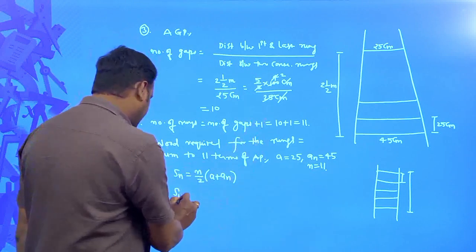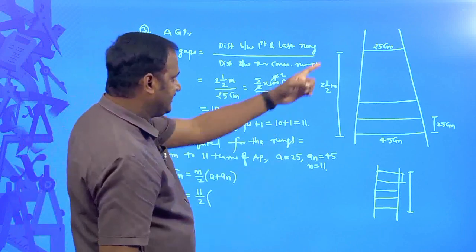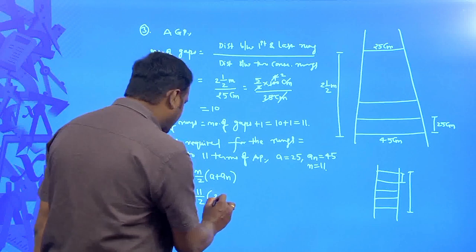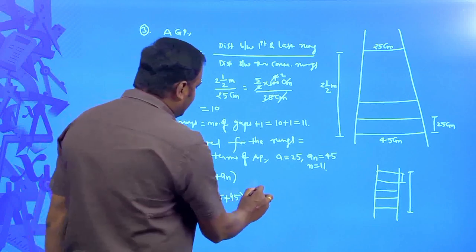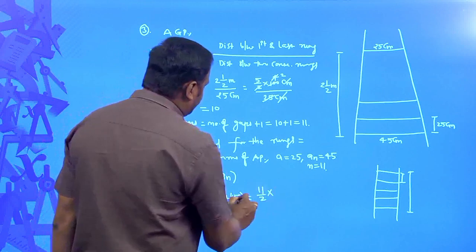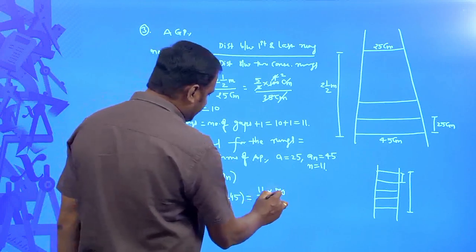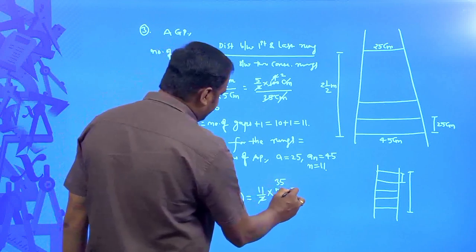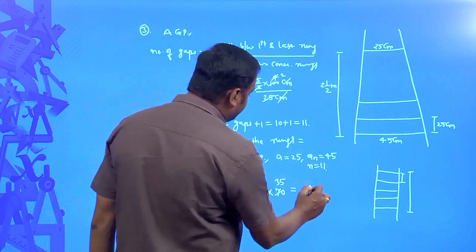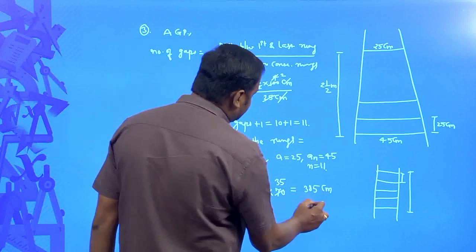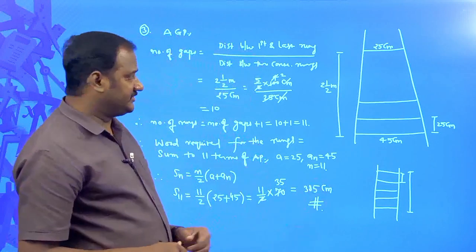So, therefore, S_11 is equal to 11 divided by 2 times a plus a_n, a is equal to 25 and a_n is equal to 45, which is equal to 11 divided by 2 into 25 plus 45, which is 70. So, this is 2 ones are 2, 2 35s are 70. So, 35 into 11 is equal to 385 centimeters. So, this is the length of the wood required for the rungs.